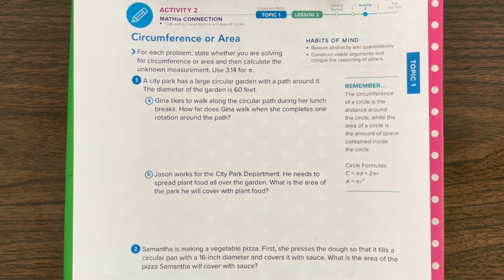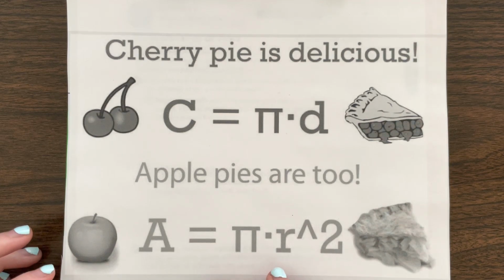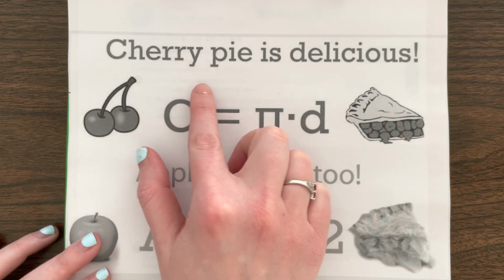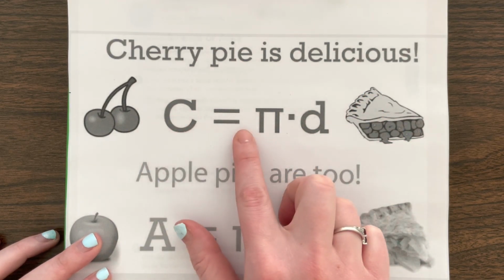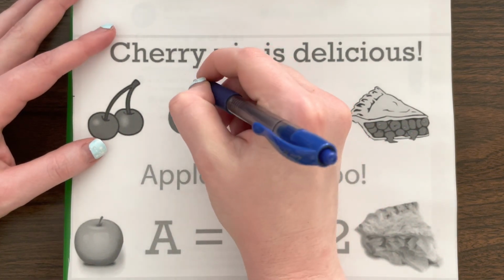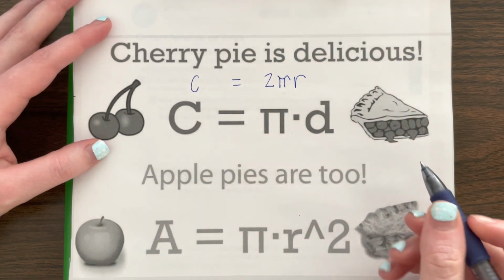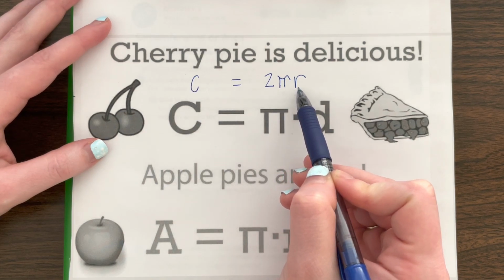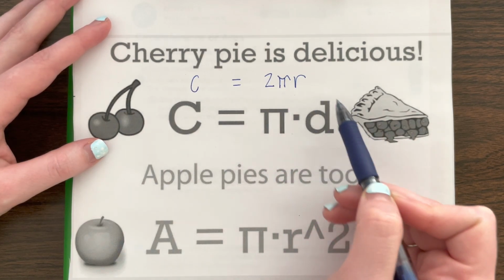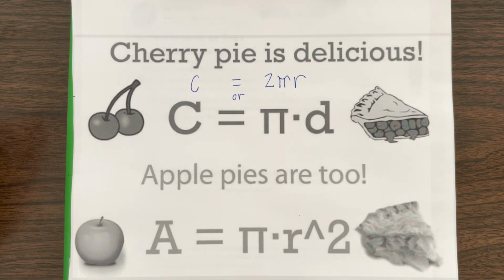Now we're going to actually talk about how we can calculate the circumference or the area of a circle. So you should have just seen this nice little graphic that shows us our formulas for circumference and area. You can remember circumference is cherry pie is delicious. So C is equal to pi times D. That's one way to remember circumference. We could also have that circumference is equal to 2 pi r. Now that would be 2 times pi times the radius, because remember, 2 radii is 1 diameter. And so you can use either one of these in order to calculate circumference.